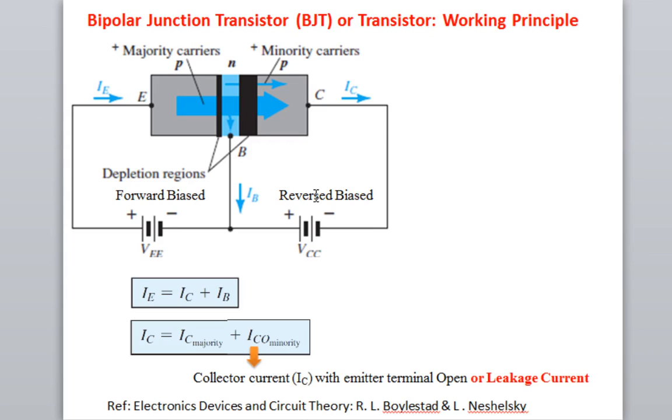So it means out of these 3, 1 terminal must be common between the input and output. So that is why, based on this configuration of transistor, we can configure transistor in 3 ways: either base should be common, or emitter should be common, or collector should be common. If base is common, that is simply called a common base transistor. If emitter is common, this is known as the common emitter transistor. If collector is common, then it is known as the common collector configuration transistor.